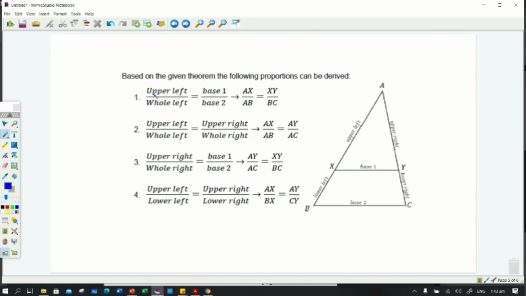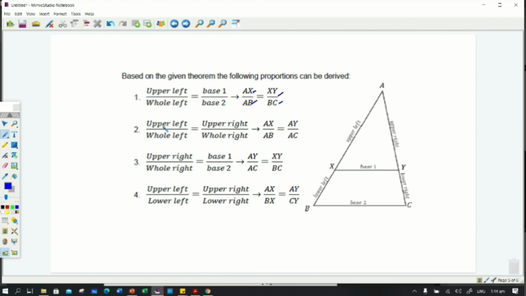For number 1, we have upper left all over whole left is equal to base 1 all over base 2. If we write it in proportion, upper left is segment AX, all over whole left. When we say whole left, we have the segment AB. So AX all over AB is equal to base 1, which is segment XY, all over base 2, which is segment BC. That is why in our number 1 proportion, upper left all over whole left is equal to base 1 all over base 2: AX all over AB is equal to XY all over BC.